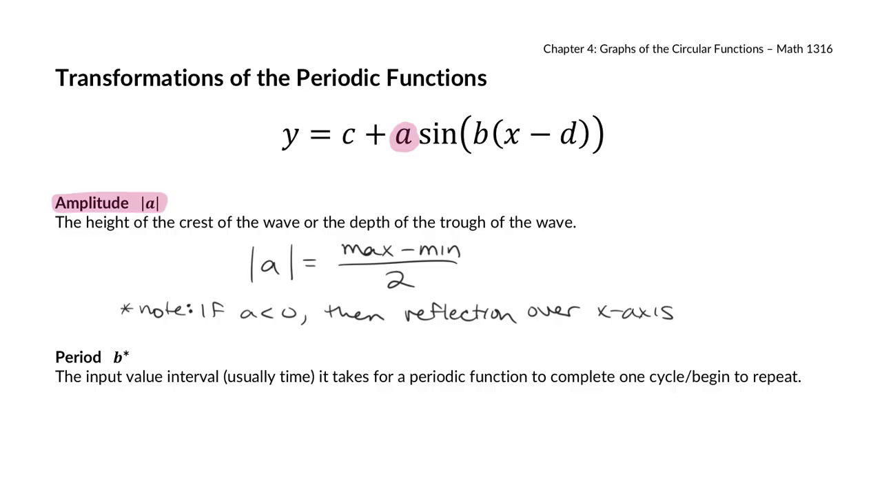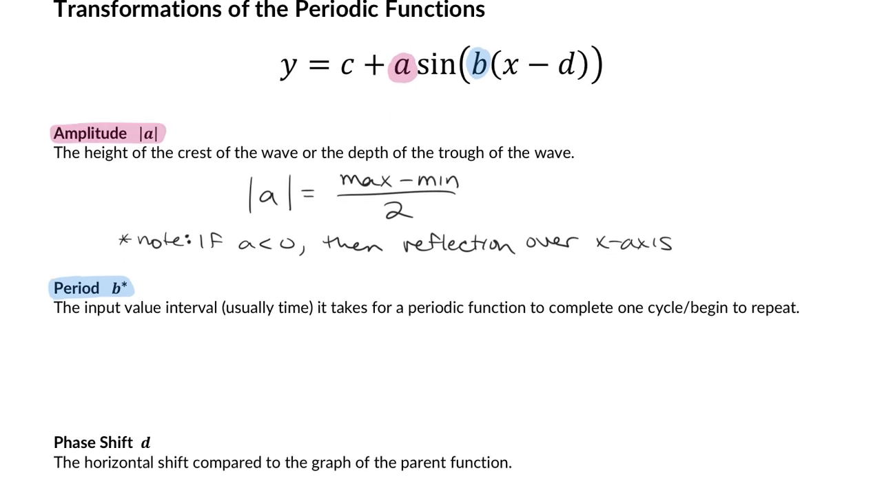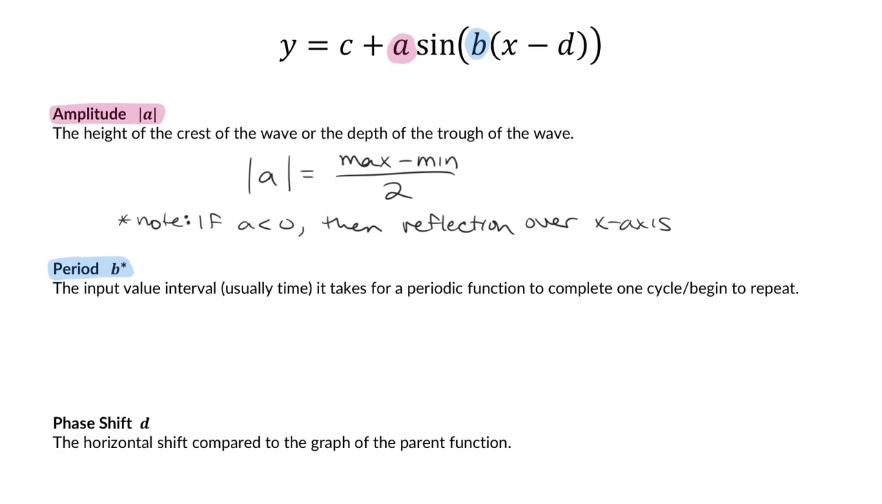Another transformation we can apply to the function is by multiplying a number, but on the inside of the function itself. Multiplying on the inside. If it's multiplying on the inside, that means it's a horizontal dilation. And this has to do with the period of the function. So I'm not going to say that the period is b, so I put a little asterisk right there. It's related to b, but the period is not the exact number that you see there. The period of a function is the input value interval, usually time or angle, that it takes for a periodic function to complete one cycle or begin to repeat itself.